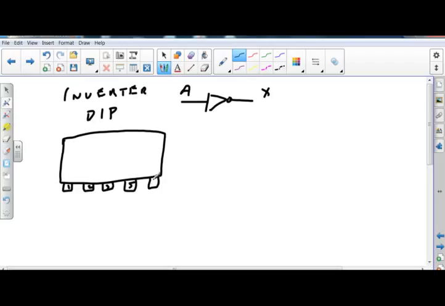And what I'm going to do is I'm going to have pin 1, pin 2, pin 3, 4, 5, 6, 7. Okay, so I'm going to have those pins.